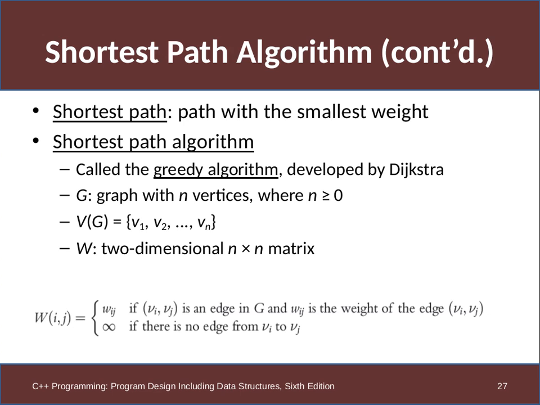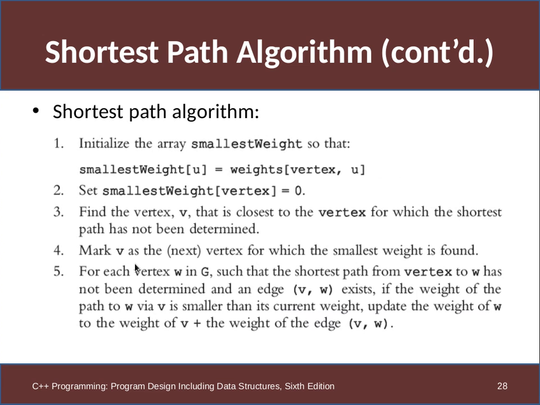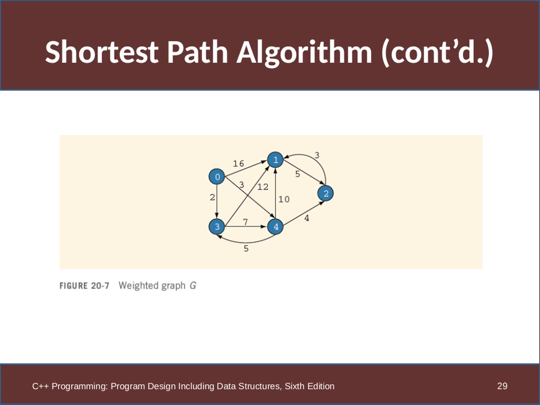It's called a greedy algorithm. You can run it on your adjacency matrix, which is why we're starting with it. You're going to have your vertices, your graph, and then you have your weights in a matrix. Initialize smallest weight. All right, you can read this. So let's go look at this path algorithm.